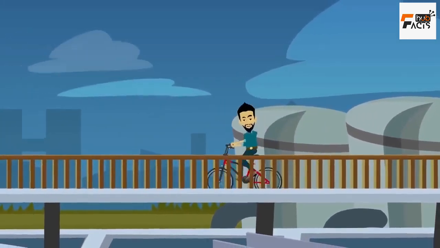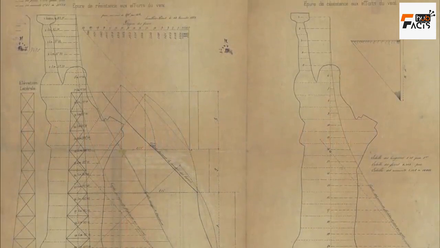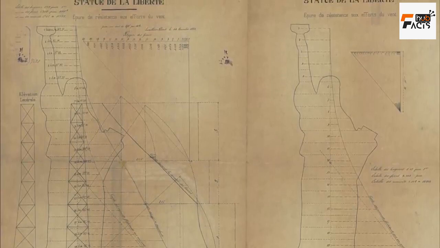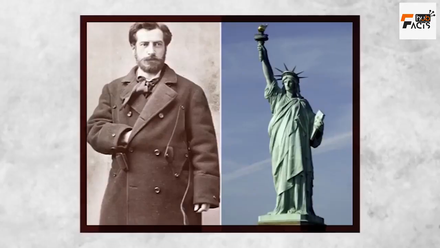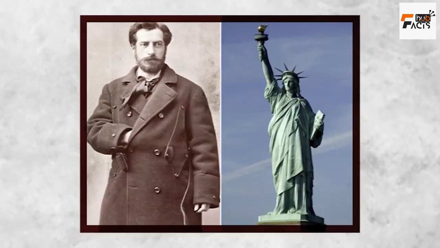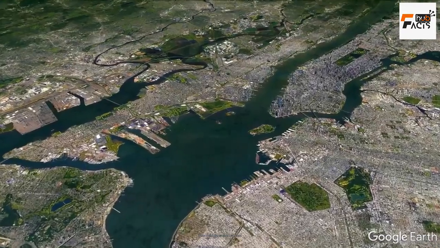The statue was supposed to be given to the United States on the occasion of the Centennial of Independence, but due to difficulties in raising funds for its construction, work could not begin until 1875. However, the design was completed in 1870. While Frédéric was designing the statue, he also visited America in 1871.